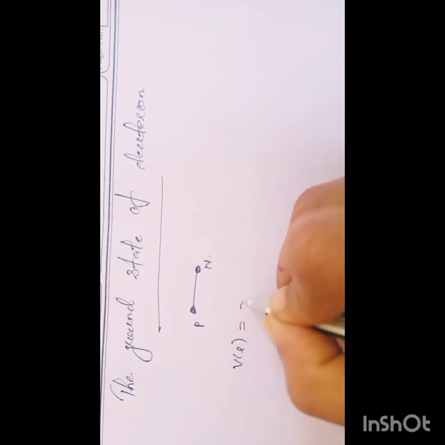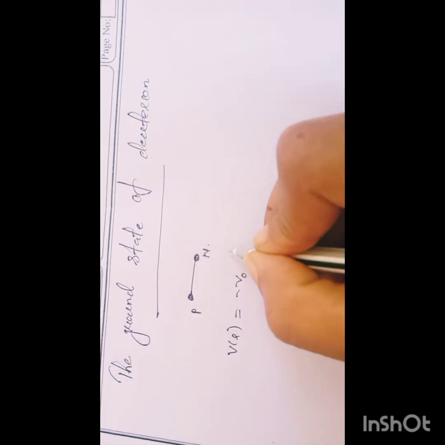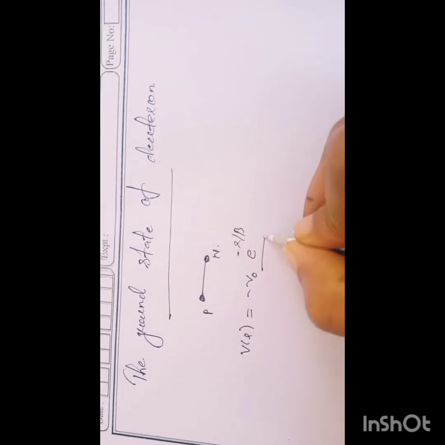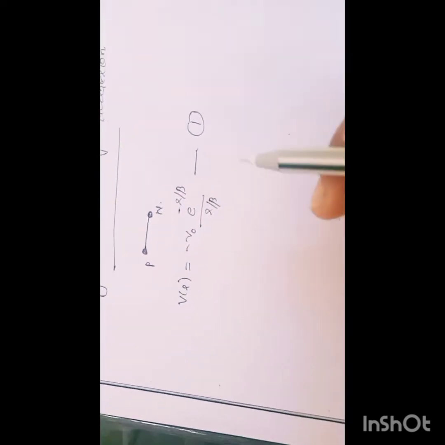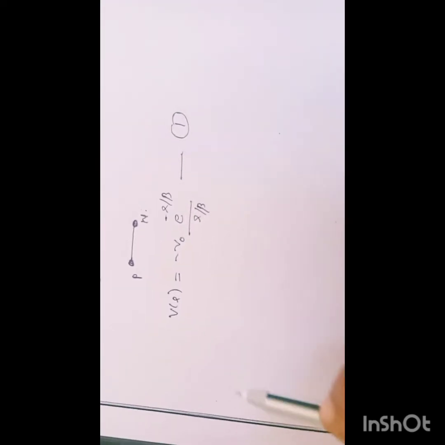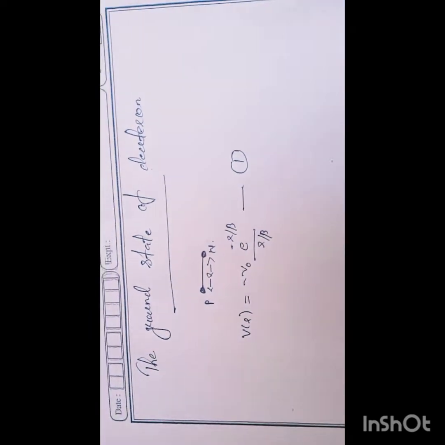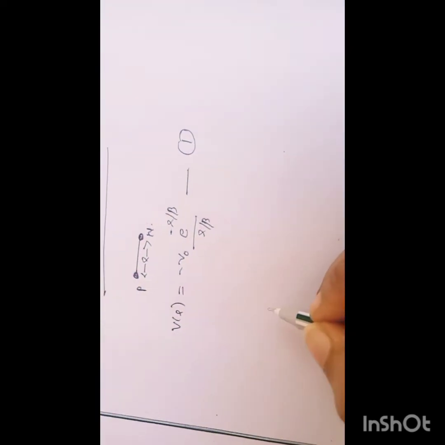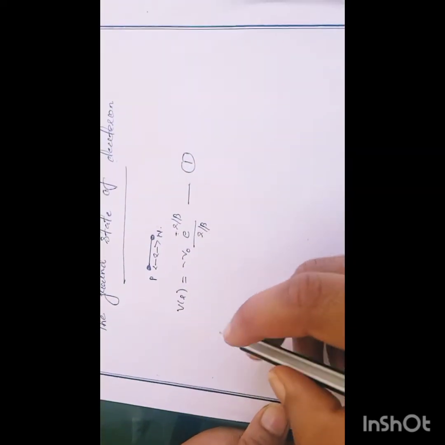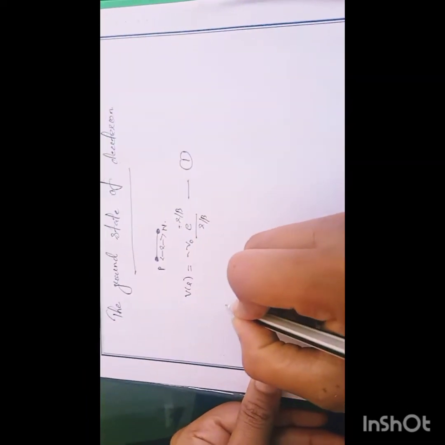And the equation becomes V of R is equal to minus V0 e raised to minus R by beta divided by R by beta. This is equation number 1. And here V0 and beta are constants, and R is the separation between proton and neutron. The ground state energy is the binding energy of these particles. These particles are attracted by an attractive force, that is why they are held together as a single particle.